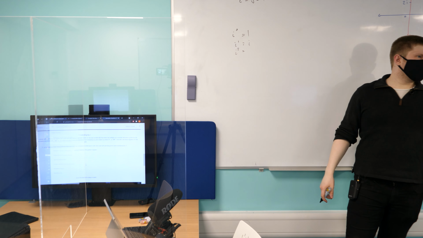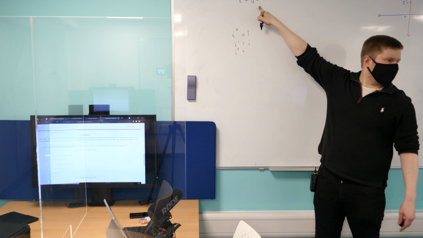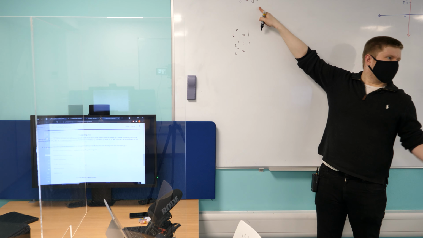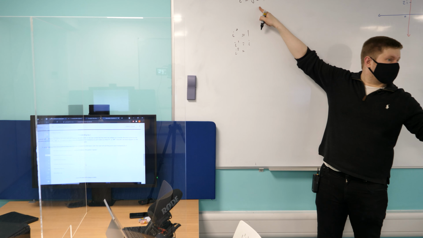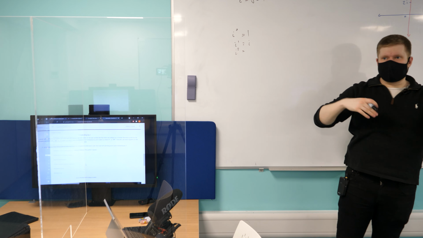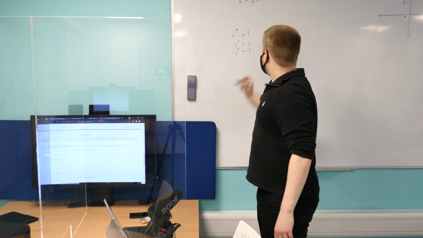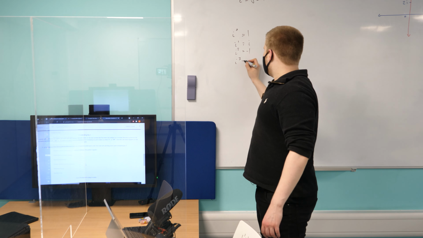Okay, what about i squared? Okay, so deal with this. Square root of negative 1. If we square it, fantastic, we get negative 1, right? Squaring and square rooting undo each other. So we just get negative 1 there. What about i cubed?